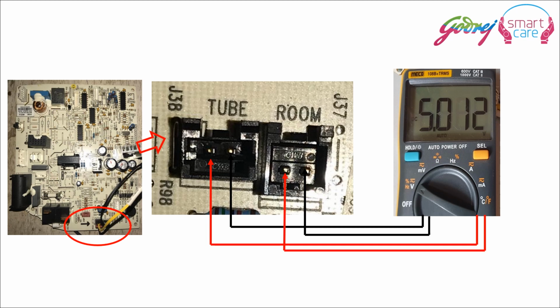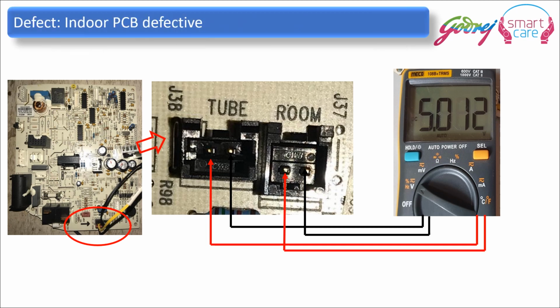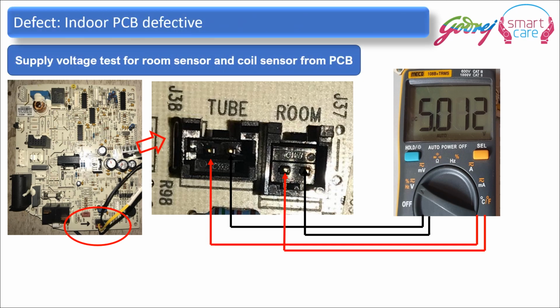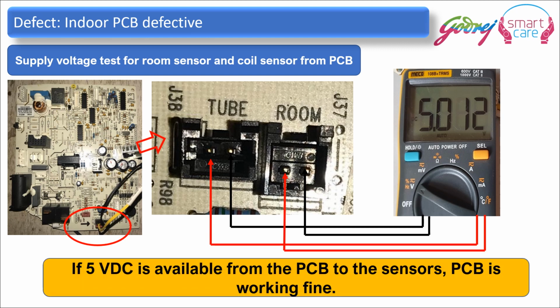Now we will test the supply voltage for the room temperature sensor and coil temperature sensor from the PCB. 5 volt DC is available from the PCB to the sensors. PCB is working fine.